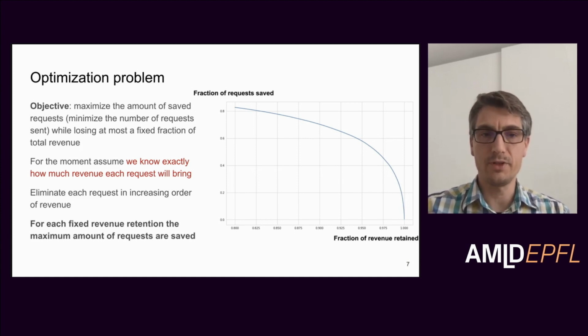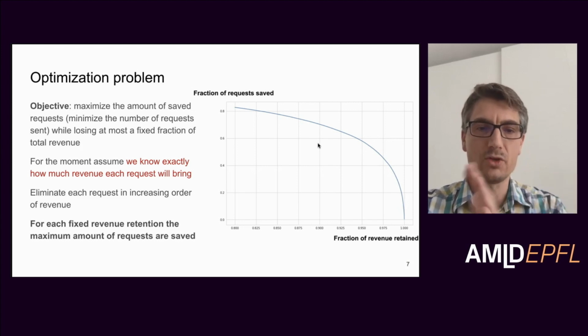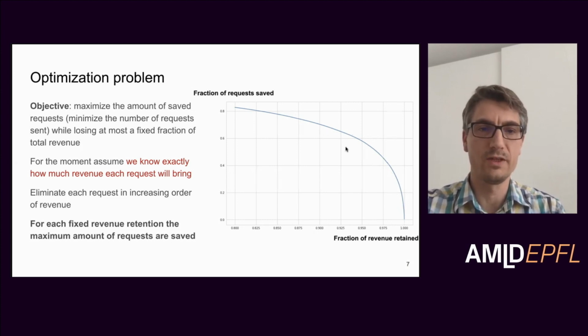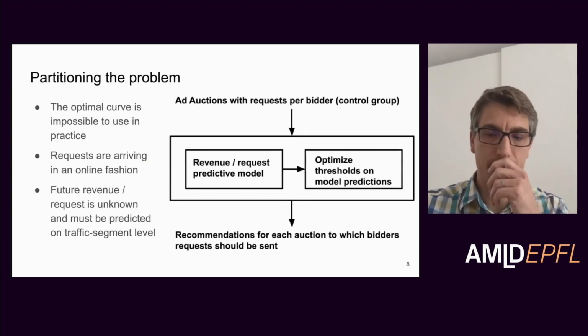Then the simple optimal solution is basically just to sort these requests in increasing order of revenue. So you start with the request that yields the least amount, say 0, because they never get answered. And you keep on eliminating these requests. You save those requests, you decide not to send them. So you basically start at the bottom right of this curve. On the x-axis here is the fraction of revenue retained. And you progressively move more to the left and up, because you keep on saving requests, you decided not to send them, so your fraction of requests saved increases. So you're moving along this curve, right? And that's what I would now call the optimal curve.